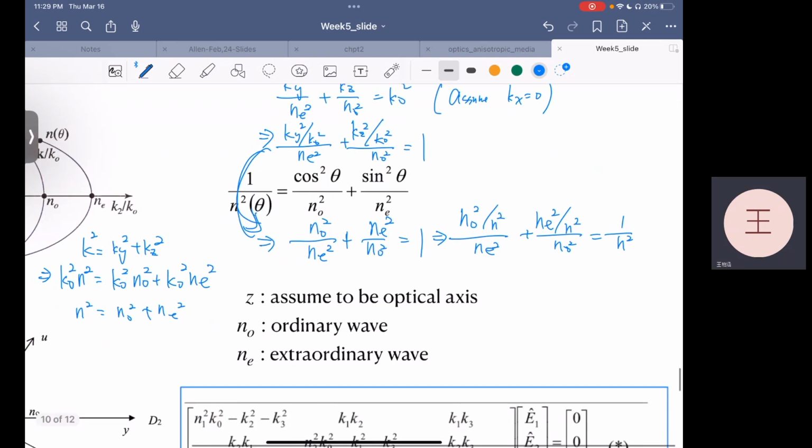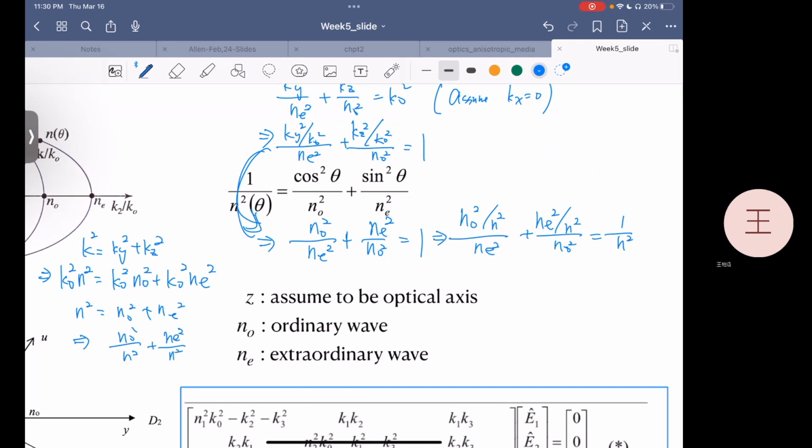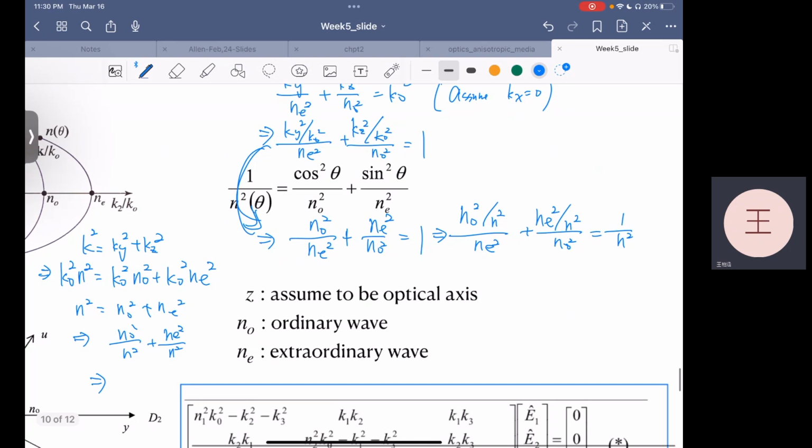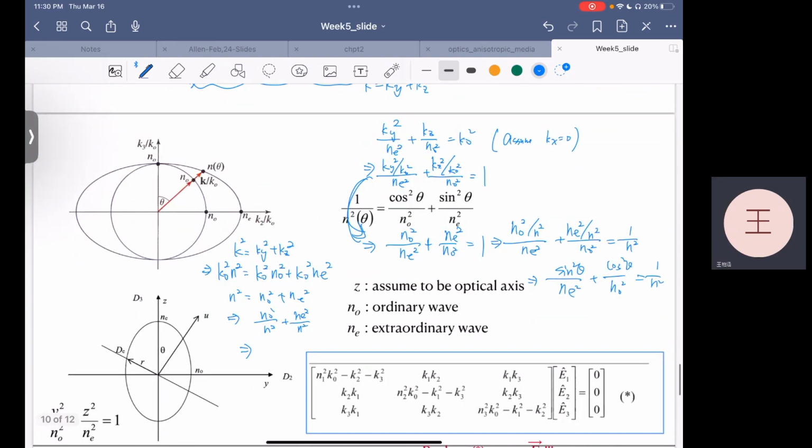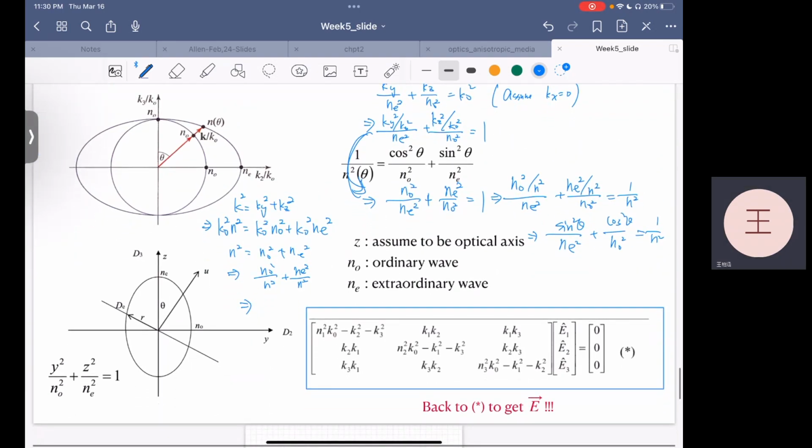So it's kind of reasonable that we will see from here that it's just a sinusoidal term. So we would like to say, why not we just let n ordinary over n to be sine, which just gives us this solution. So now we would like to give a physical picture about what the theta is.